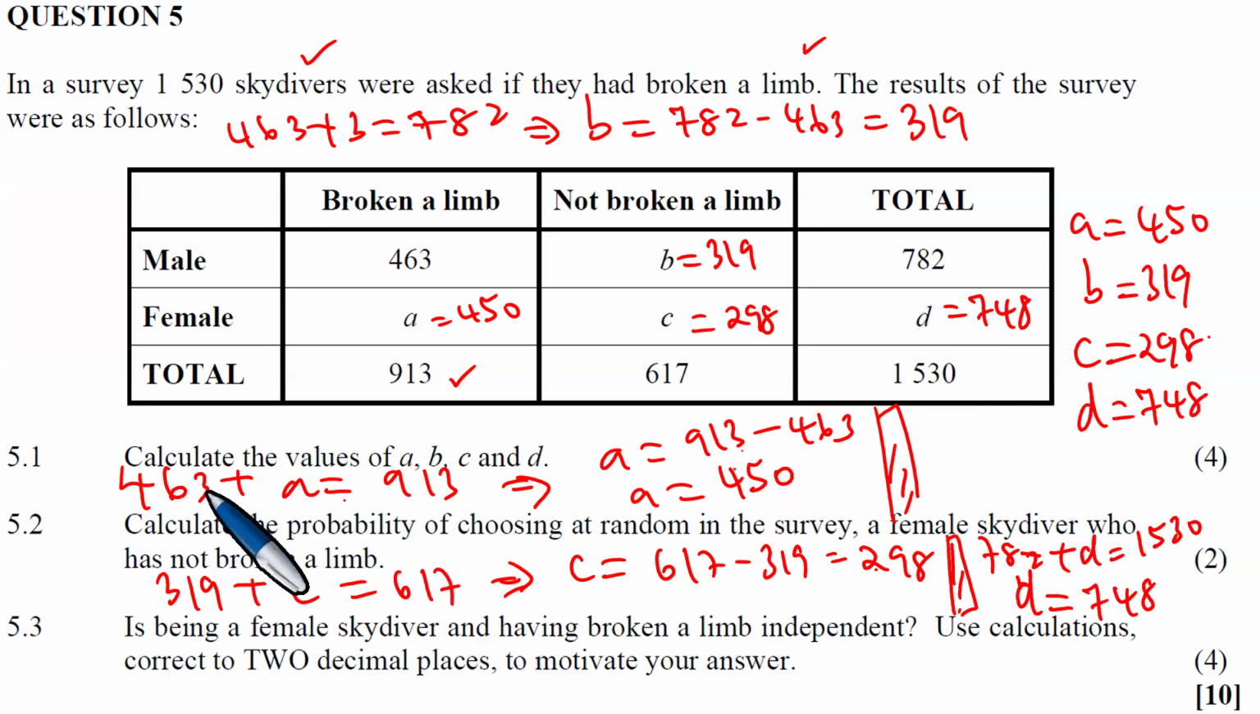So the question was, calculate the values of A, B, C, and D. A is 450, B is 319, C is 298, D is 748. Any question on this one so far? No, thank you. Okay, these are two-way tables. I will expect you to participate here in the next question when you do probability calculations based on tables.